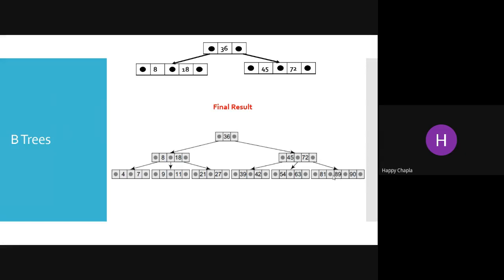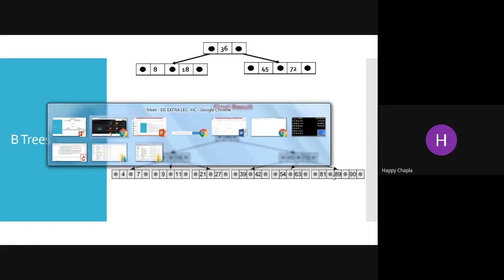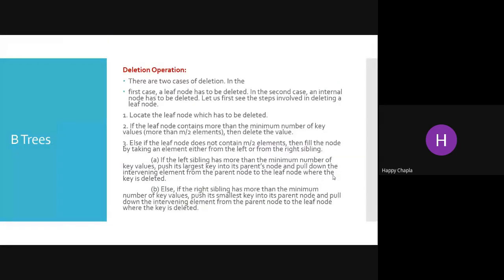It's fine for us. Okay, so what would be the steps to follow whenever we are trying to delete a node? The first case, a leaf node has to be deleted. In the second case, an internal node has to be deleted. So let us first see the steps involved in deleting a leaf node. Now, first step, locate the leaf node which has to be deleted.